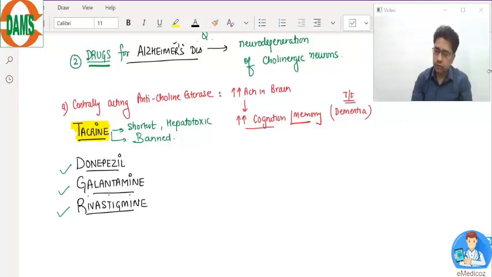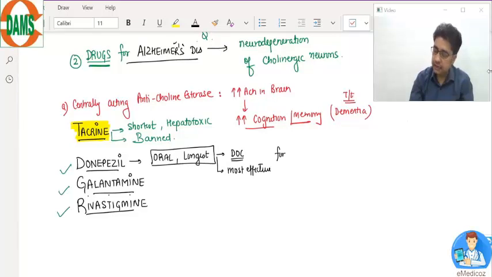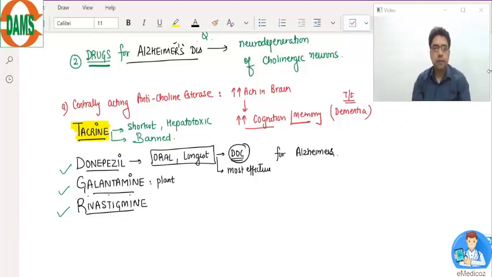Now, donepezil, you will write, it is the oral longest acting drug. Donepezil is the drug of choice and the most effective drug for Alzheimer's disease. Galantamine is a plant product. Rivastigmine is available as a transdermal patch.